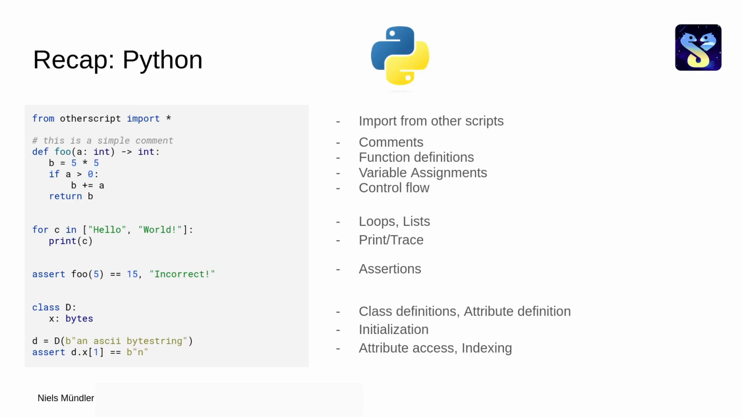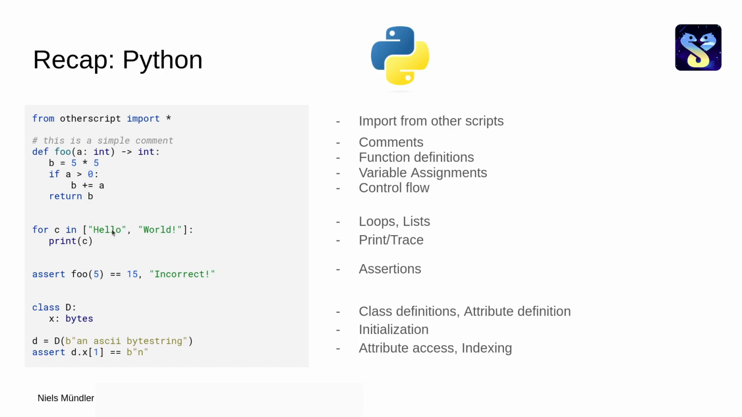We are gonna write a smart contract today in OpShin. Let me quickly recap how Python syntax works. First of all, we can import parts that we wrote in another script using import statements. We can define functions with type annotations. This is a parameter type, this is a return type. We can assign variables. We can have control flow using if and else. We can reassign variables, also augmenting them. For example, this is equal to b equals b plus a.